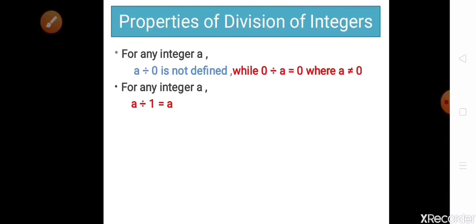Now, based on what you have learned today, as well as what you have learned in your earlier classes, you are all set to do the questions of the last exercise of this chapter, that is exercise 1.4. And that's all for today's class.